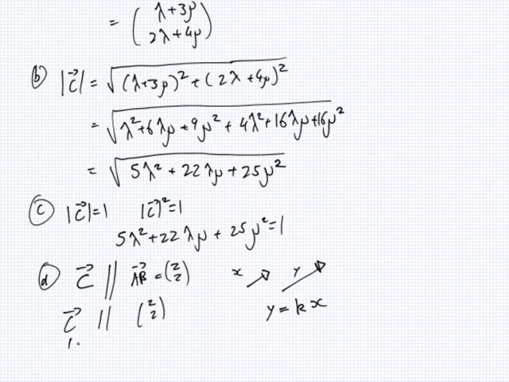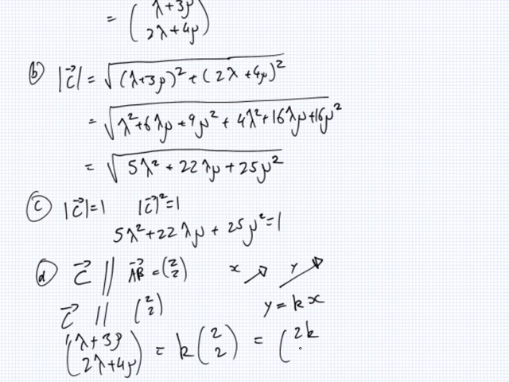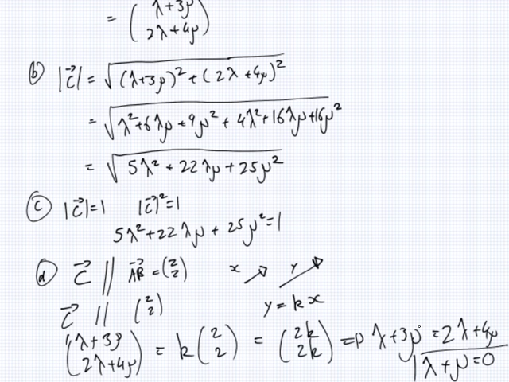So C is parallel to (2, 2), which means that (lambda plus 3 mu, 2 lambda plus 4 mu) must equal some constant multiplied by (2, 2), which must equal something like (2k, 2k). Which basically means that lambda plus 3 mu must equal 2 lambda plus 4 mu. Because this one must equal 2k and this one must equal 2k, they must be equal to each other. So you get lambda plus mu must equal 0.